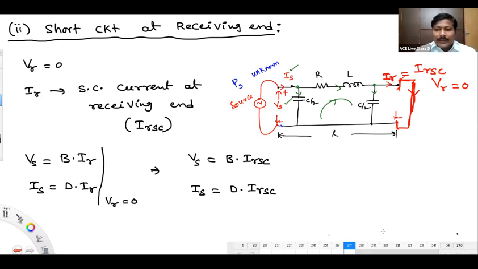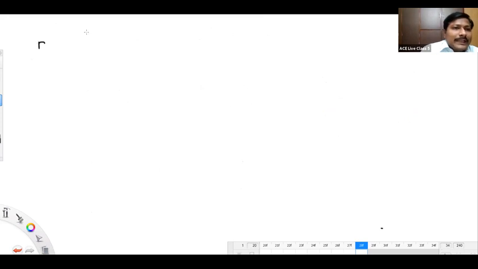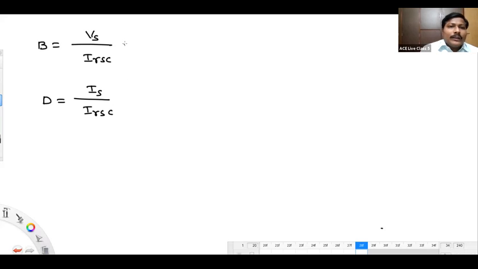So let's take parameter B. B equals Vs by IRSC. Next, parameter D will come to be Is by IRSC. Can you tell me what that first parameter B name is? It is voltage by current, right? Voltage in one port, current in the other port. This we are going to call transfer impedance. Under which condition? Short circuit. So this can be called short circuit transfer impedance.